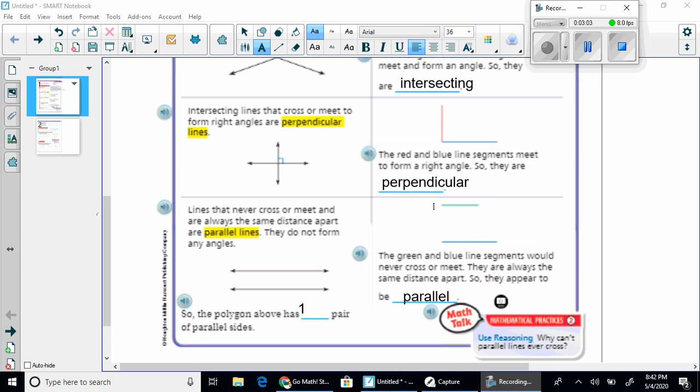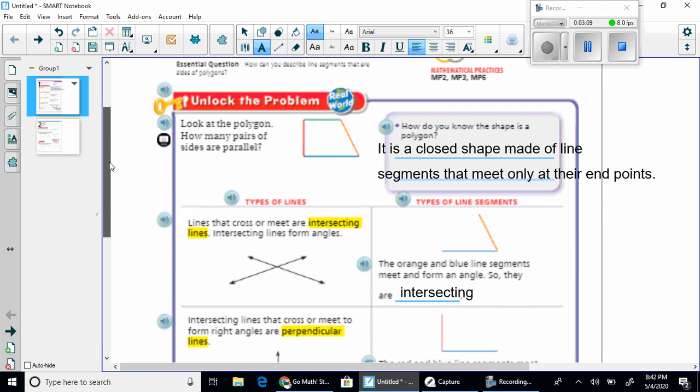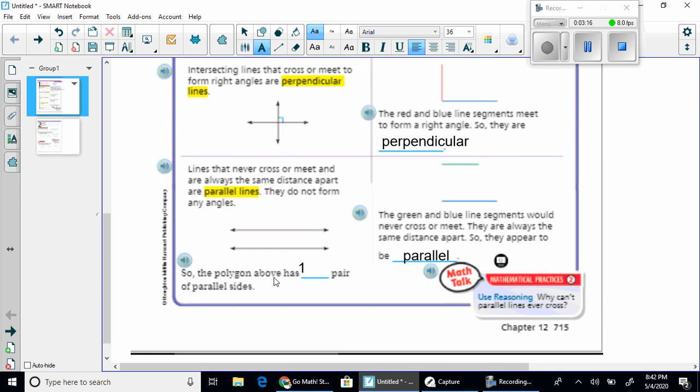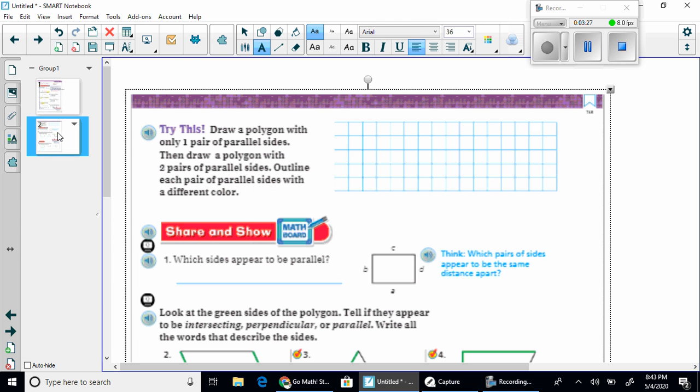All right, so I went through and added our vocabulary, and then this question was referring to our polygon up above. And again, we counted one pair of parallel sides. So I went ahead and answered the question down below. The polygon up above has one pair of parallel sides. All right, the next page, if you'd like, you can draw a polygon and you can go back to the page before and you can find intersecting lines, perpendicular, and parallel.